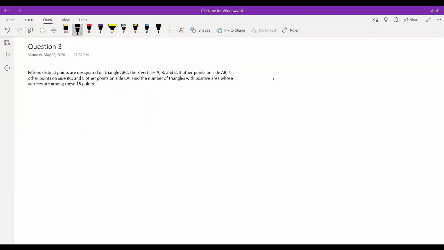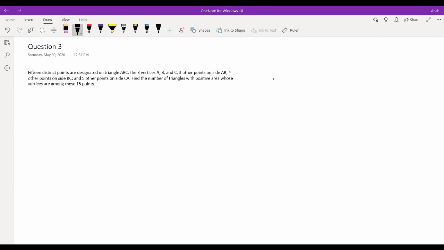All right, so our third question. We have 15 distinct points on a triangle ABC. There are the 3 vertices, A, B, and C. 3 other points are on side AB, 4 of them are on BC, and the other 5 are on side CA. It asks us to find the number of triangles with positive area whose vertices are among these 15 points.